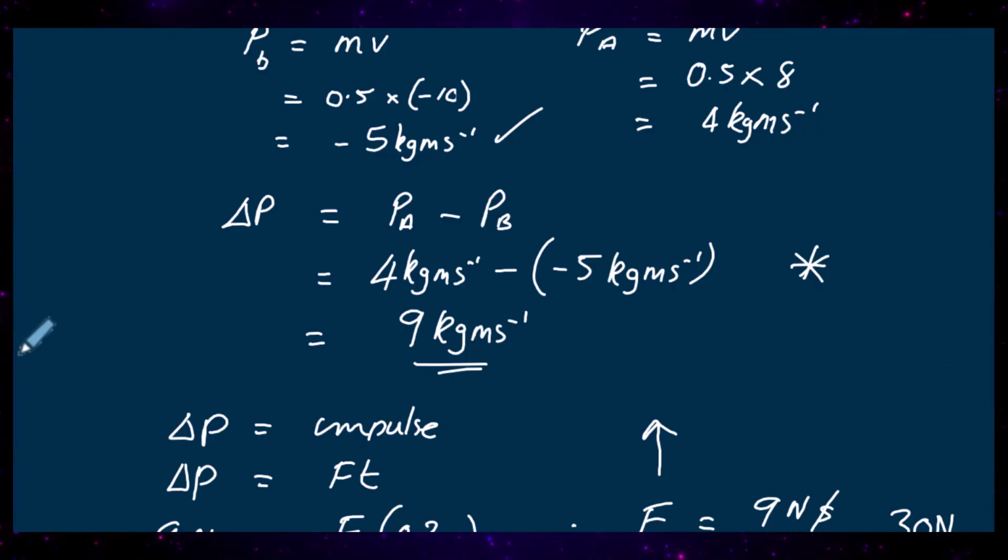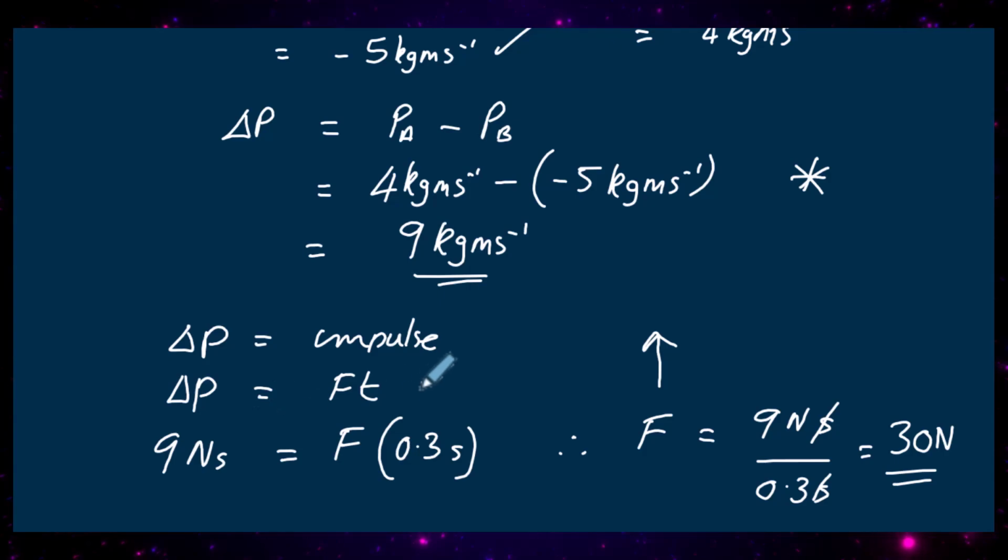Now we also know the change of momentum is actually equal to the impulse, and the impulse we know is Ft, and therefore we can put down the change of momentum into the units of impulse. 9 newton seconds is equal to F times the contact time, 0.3 seconds, and we end up with a simple equation to work out the force which has been applied to the ball: an upward force from the floor of 30 newtons.